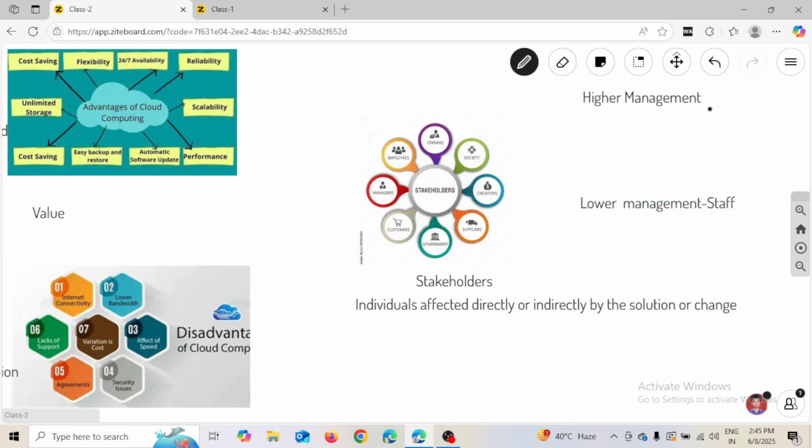For higher management, if we see, they are getting indirectly affected by this change because they are not going to use it directly, but they are going to benefit if the staff uses it, and the staff is someone who is directly involved in this change, right?